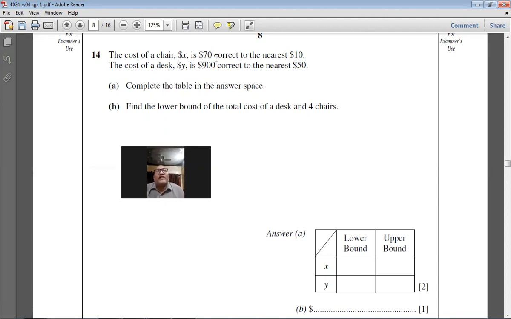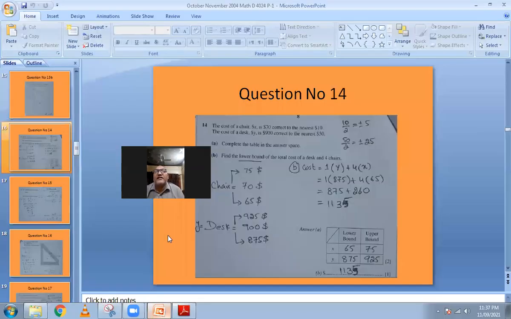So the cost of the desk is $900, correct to the nearest $50. Complete the table in the answer space below. So for $900 correct to the nearest $50, you divide the $50 by 2, you get $25. You add $25 to 900, you get the upper bound. You subtract $25 from 900, you get the lower bound. So let me show you my work.